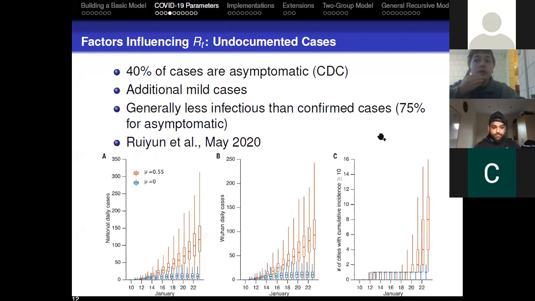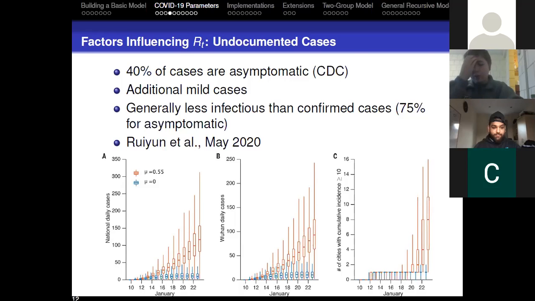And so for R naught and RT, if it's above 1, that leads to exponential spread of the disease, and below 1 will lead it to eventually come under control.